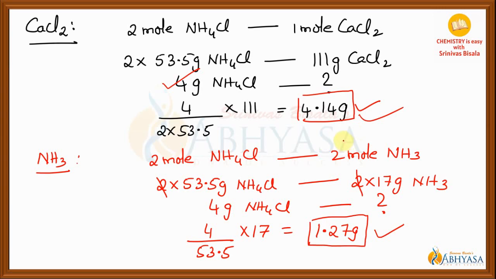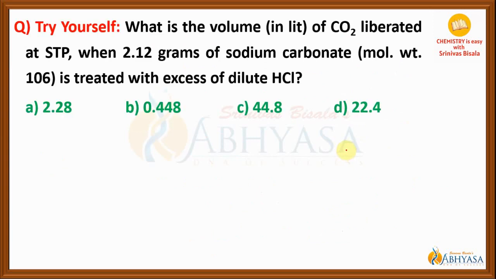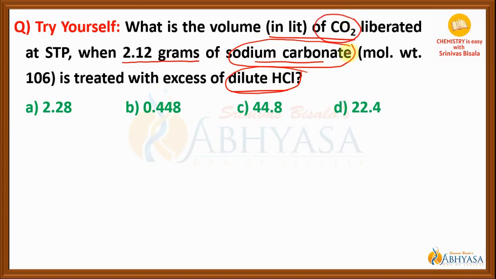Now, based on this knowledge, you can solve this numerical. See here, what is the volume in liters of carbon dioxide liberated at STP when 2.12 grams of sodium carbonate is treated with excess amount of dilute hydrochloric acid? So what you need to do? First you need to write down the reaction between the hydrochloric acid and sodium carbonate, and from that you need to find out how much quantity of carbon dioxide is released in the process.